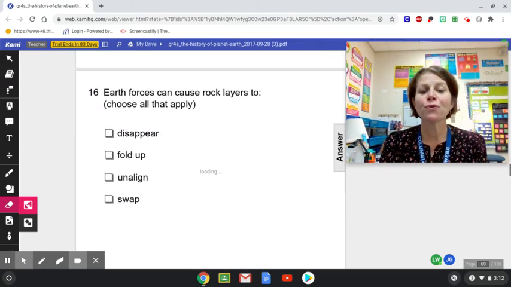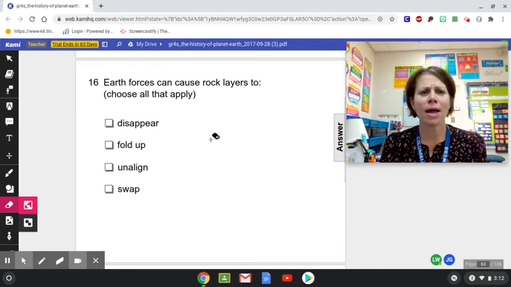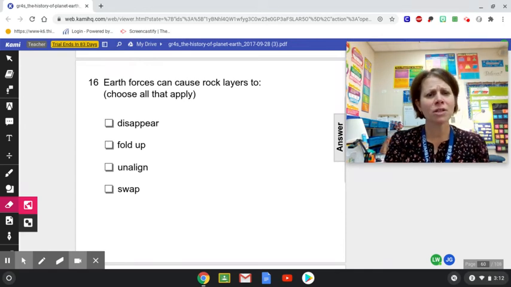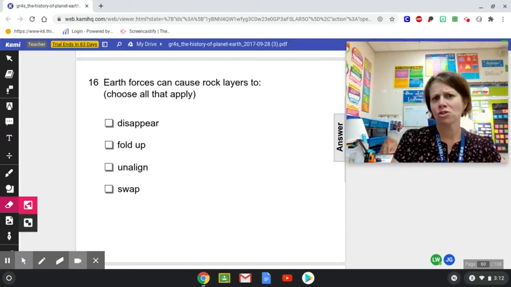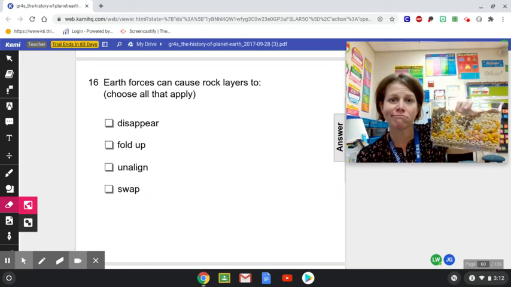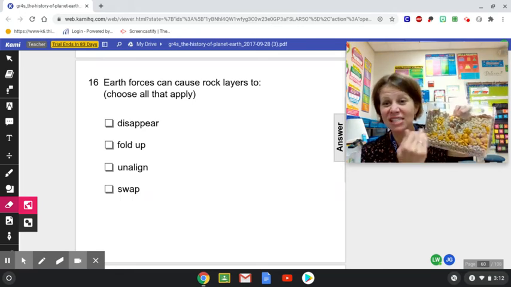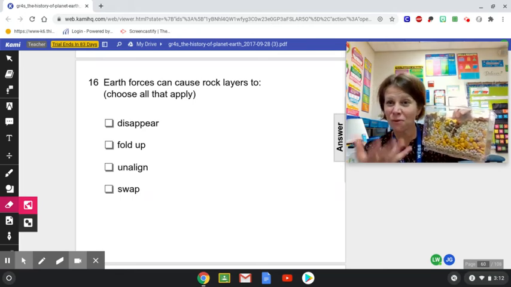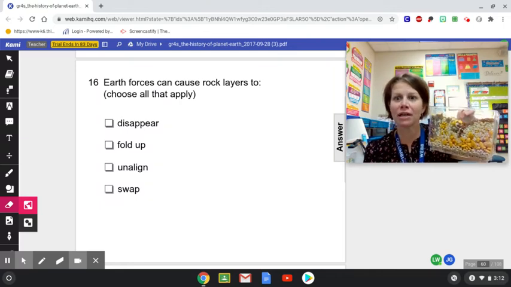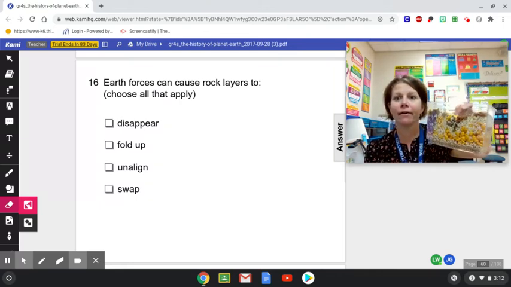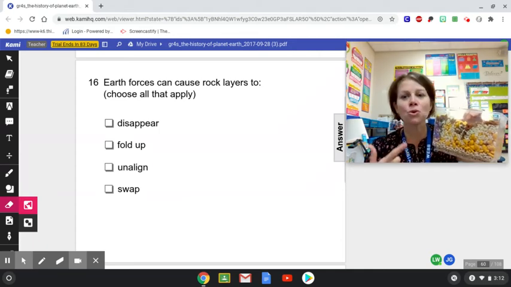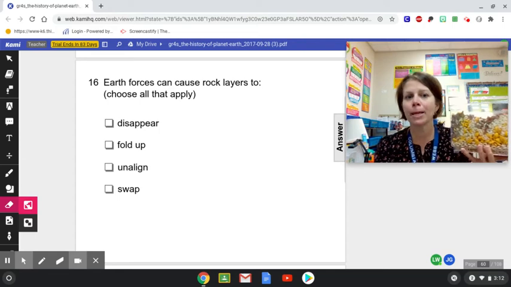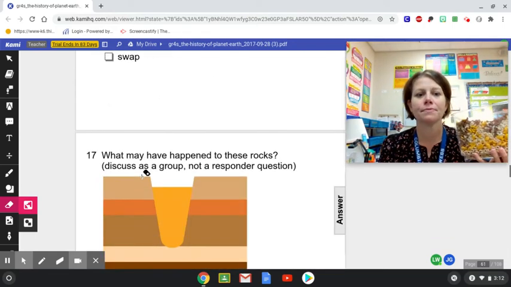So Earth forces can cause rock layers to what? Disappear, fold up, unalign, or swap? What do you think about that one? Are some of these layers gone? Yeah, they're kind of gone. You can't even see them anymore. Are they kind of folded up on top of each other? Absolutely. Are they unaligned now? Have some of them swapped spots? They sure have. They can be totally mixed up, totally disturbed, right? So all of those are correct.